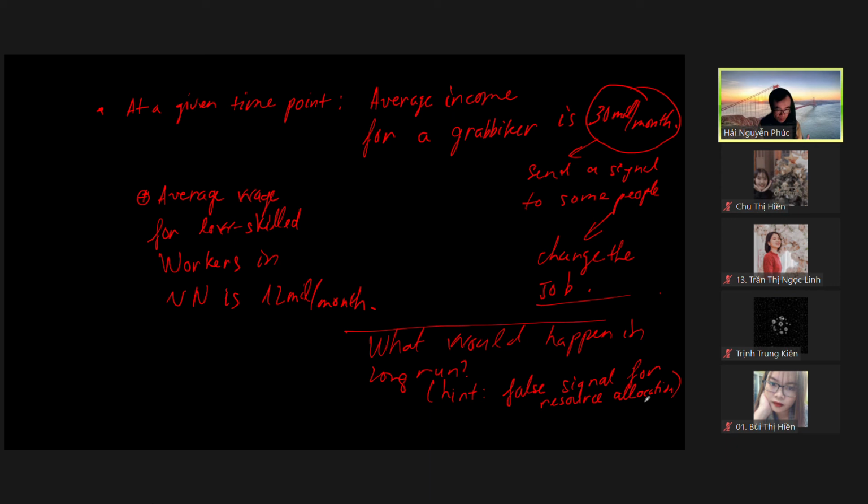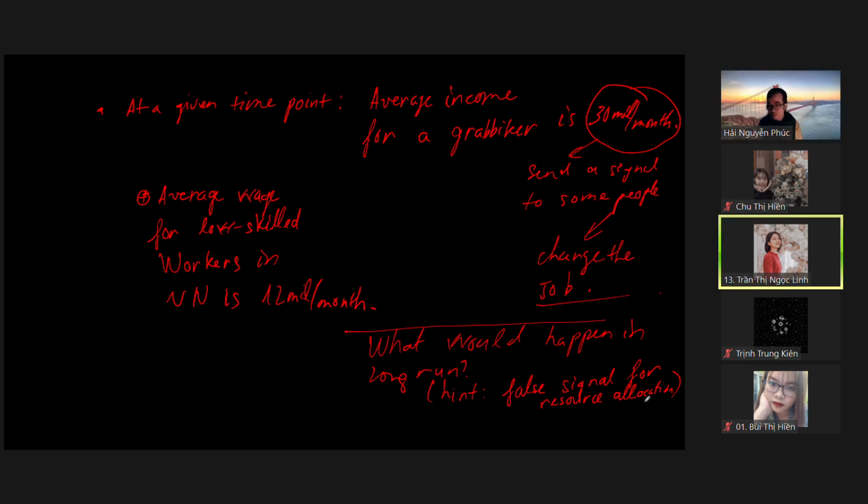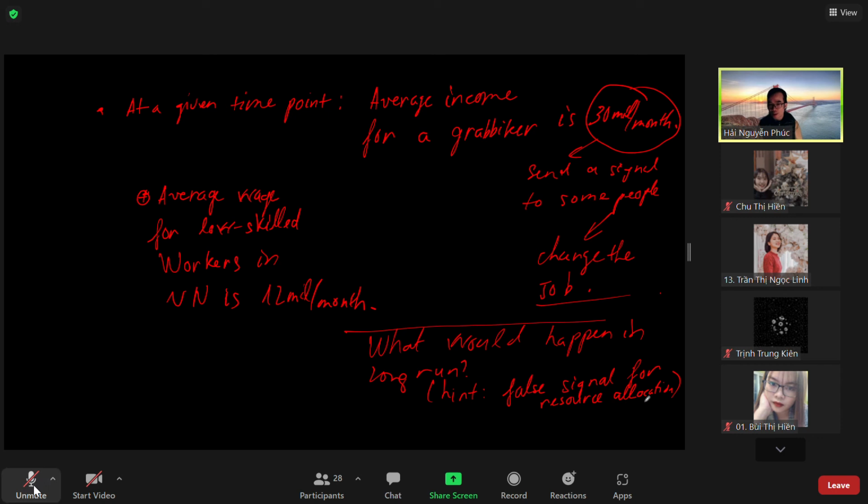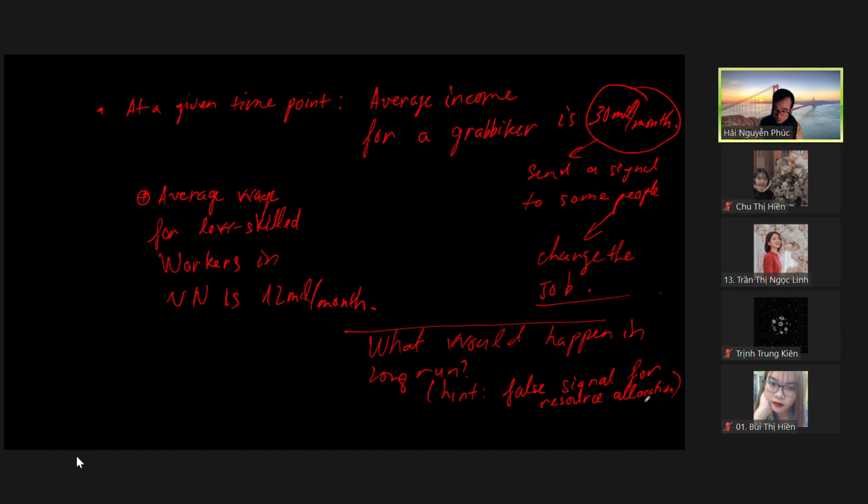Let me put the question differently. Do you think that the wage of 30 million per month for Grab bikers can be maintained in the long run? I think no, because in the long run, the number of workers will increase because many people change their job to Grab bike. And what would happen to the wage in the Grab biking business? It will decrease. Yes, you're correct.